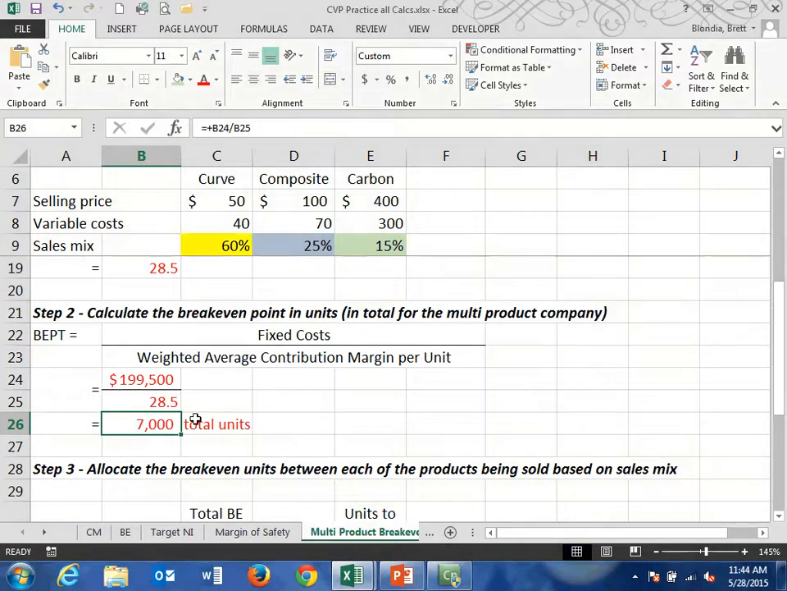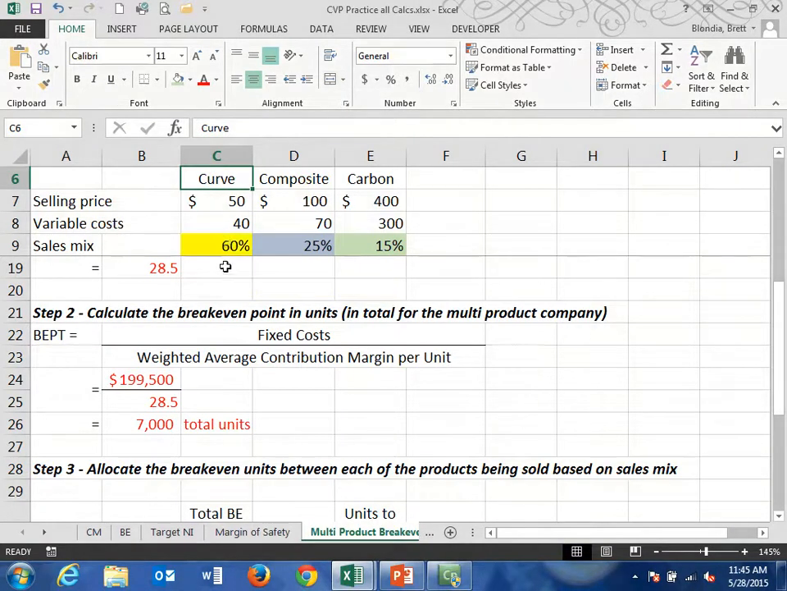We've said how many units in total need to be sold, but we haven't broken that out between the curve, the composite, and the carbon sticks. The way that we break out these 7,000 units is simply based on the sales mix that was given. So we have to assume that sales mix will continue on into the future. If I'm going to sell 7,000 units and 60% of all sales are the curve stick, I can use that information to figure out the break-even point in terms of curve sticks that need to be sold.